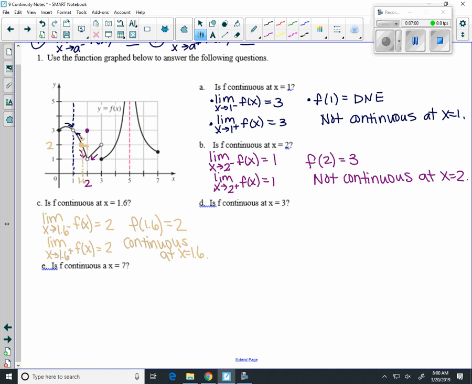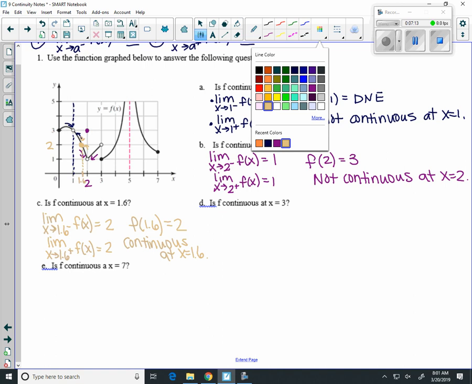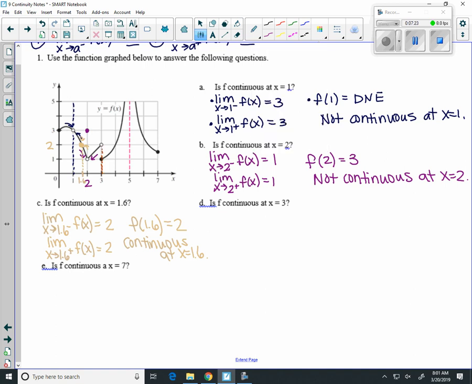So you've had a couple of different examples here. Now, part A, we had output that did not exist. Part B, we had our limit didn't match our actual ordered pair or our output. Here for part C, we were continuous at 1.6. So let's see what's happening here with D. So we're looking at 3. So here is 3. There's our x equals 3.